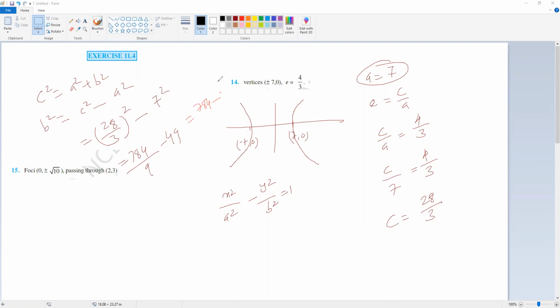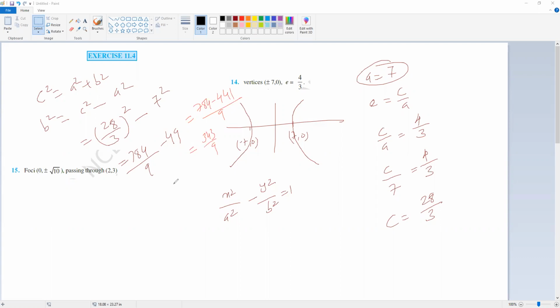49 into 9 is equal to 441. So 784 minus 441, that is 343, which is equal to 343 divided by 9.